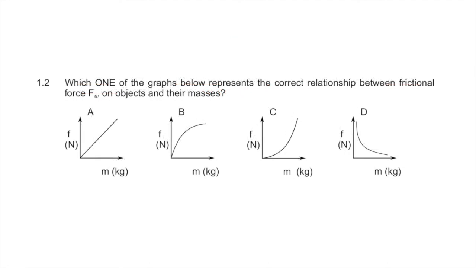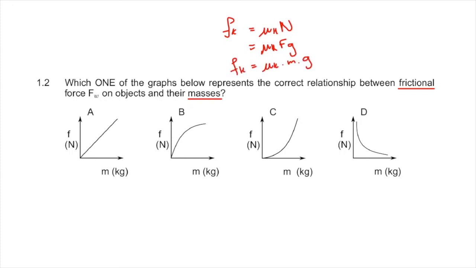Right, in question 1.2, they ask us which one of the graphs below represents the correct relationship between the frictional force on objects and their masses. So I'm definitely looking at frictional force. Now for frictional force, we have Fk equals mu k times N. Now if I assume there's only horizontal forces, the normal force is going to be equal to the gravitational force. And that is going to be mass times gravitational acceleration.